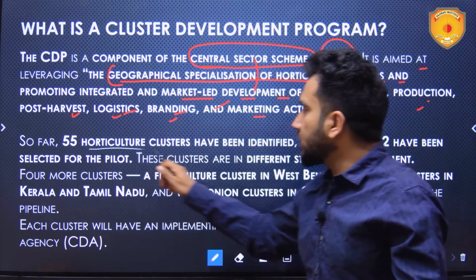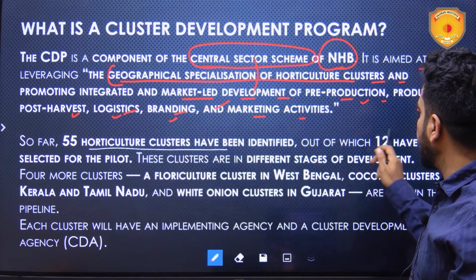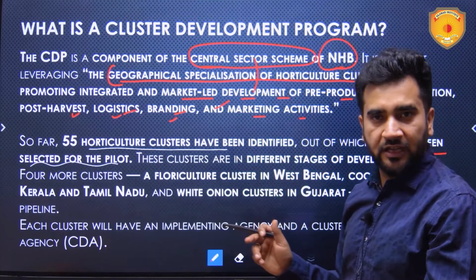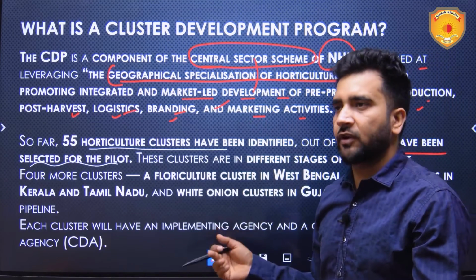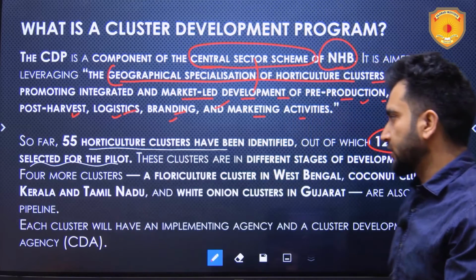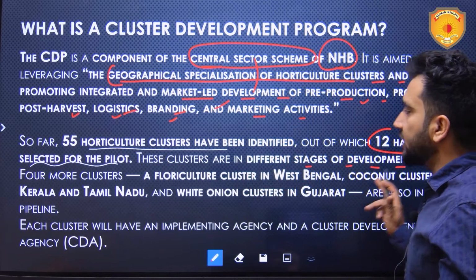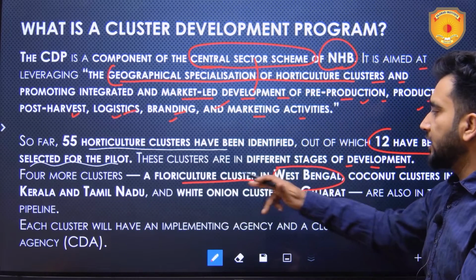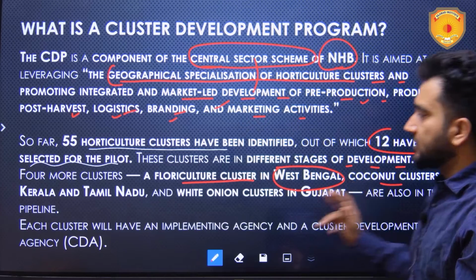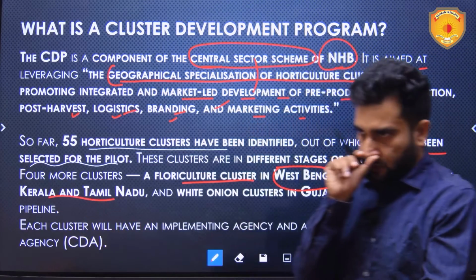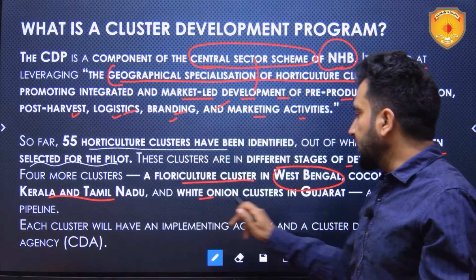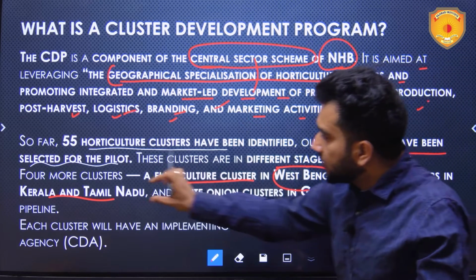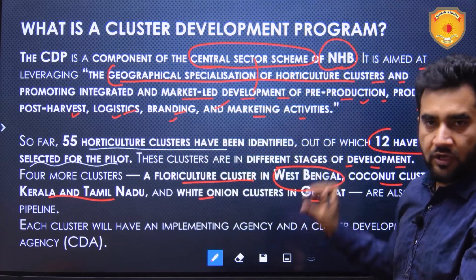So far, 55 horticulture clusters have been identified, out of which 12 have been selected for the pilot project. Means they are not full-scale cluster projects, but pilot projects as of now, and in the future they can become full-scale projects. These clusters are in different stages of development. 4 more clusters: a floriculture cluster in West Bengal, floriculture means flowers and all; coconut clusters in Kerala and Tamil Nadu, because coconut is cultivated heavily over there; and white onion clusters in Gujarat are also in the pipeline. So, see, geographical area has been identified according to the horticulture crop.